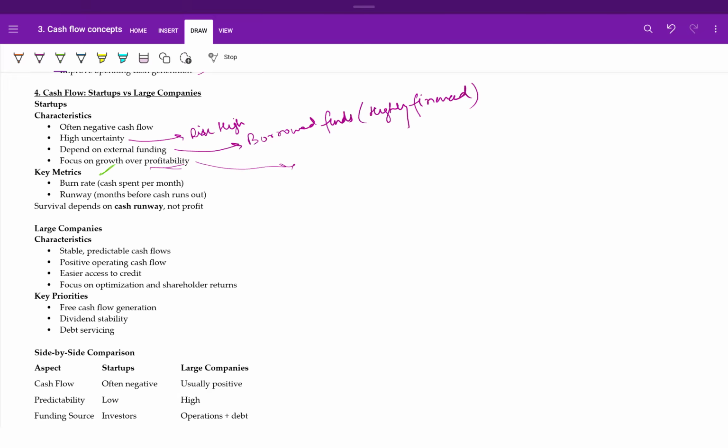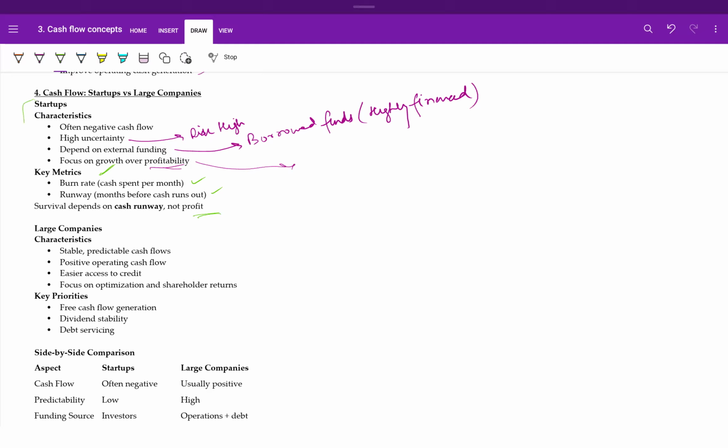And the key metrics when it comes to assessing a startup are burn rate, which is the cash spent per month, and the runway, which is months before cash runs out. So how many months of cash do we have, and how much cash are we burning or spending per month. So survival depends on cash runway, not profit. And for startups, yes, this is true.